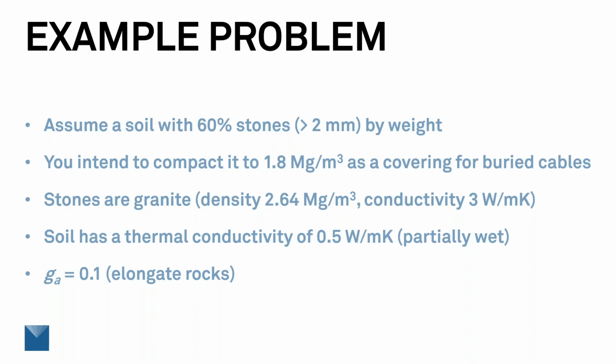Now let's say that the engineering specification calls for a final density of 1.8 megagrams per cubic meter for our fill. We'll assume that the stones are granite. We measure their conductivity and we find that it's 3 watts per meter Kelvin. The soil is moist, has a conductivity of 0.5 watts per meter Kelvin. We'll assume that the stones are elongated, and so our shape factor we'll use as a GA of 0.1.